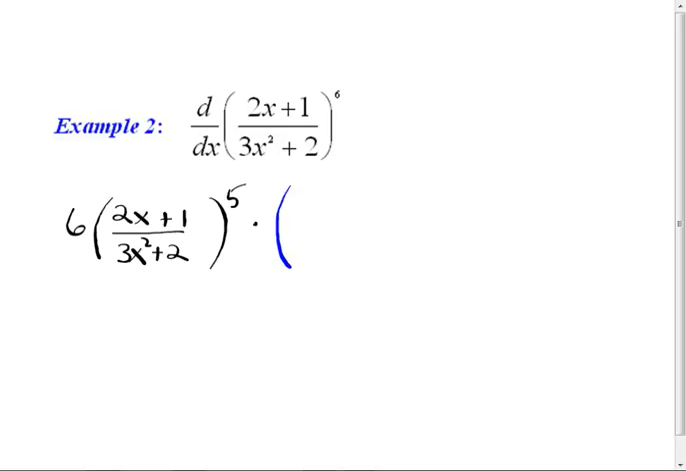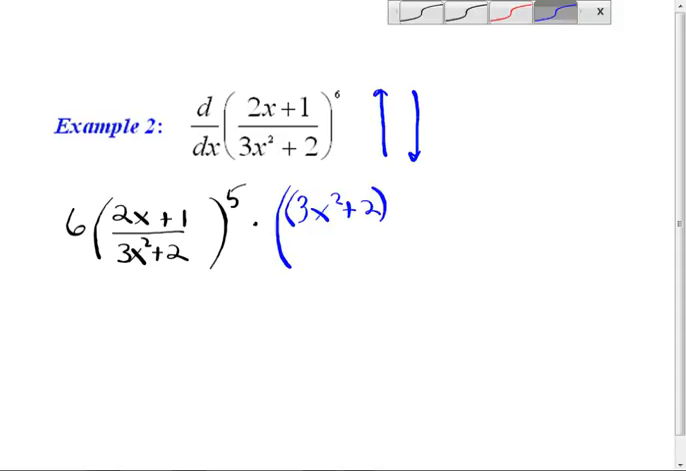Which one do we start with? Quotient rule. Denominator or the numerator? We start down and we go up. And then we go back down. If you're on the main level, that's how I remember it. So I'm going to start with 3x squared plus 2 times the derivative of the numerator. What is the derivative of the numerator?